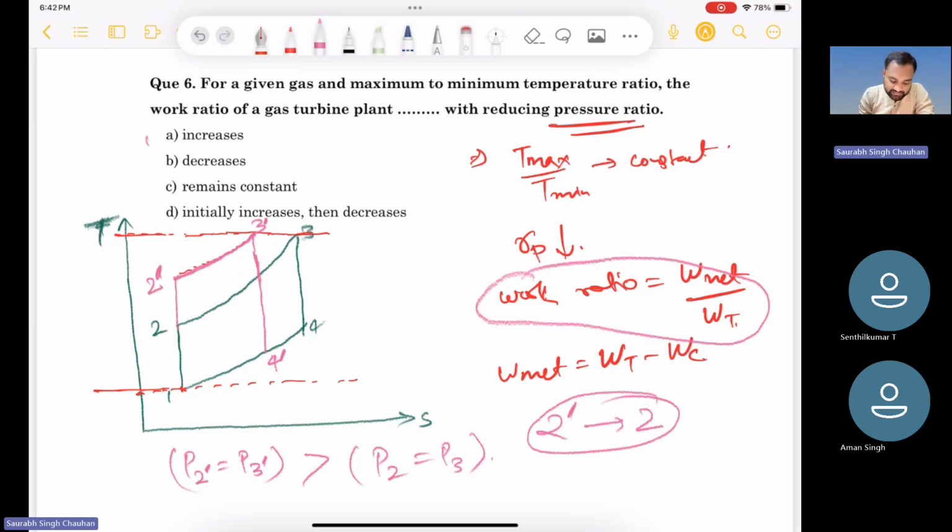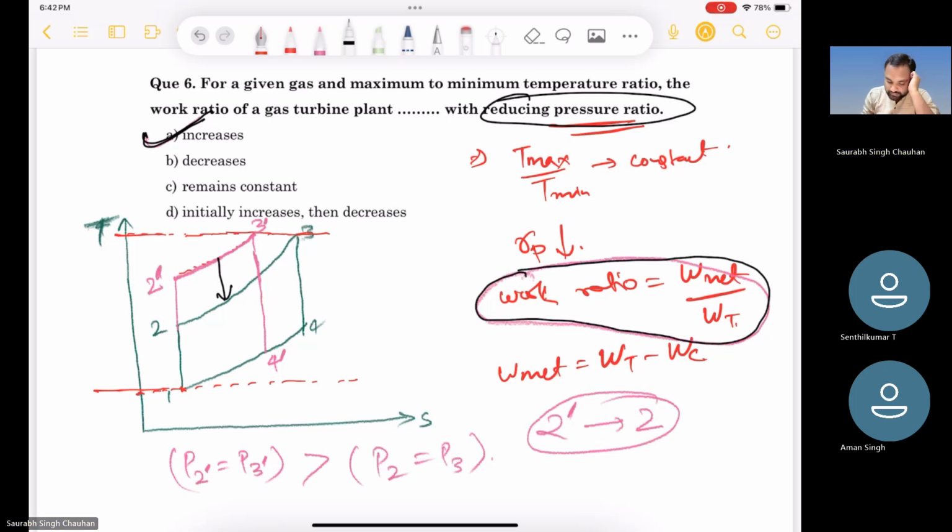Correct answer is it will increase. So here you can see on reducing the pressure ratio, turbine work is reducing, but compression work is also reduced. So this whole work ratio, will that increase or decrease?